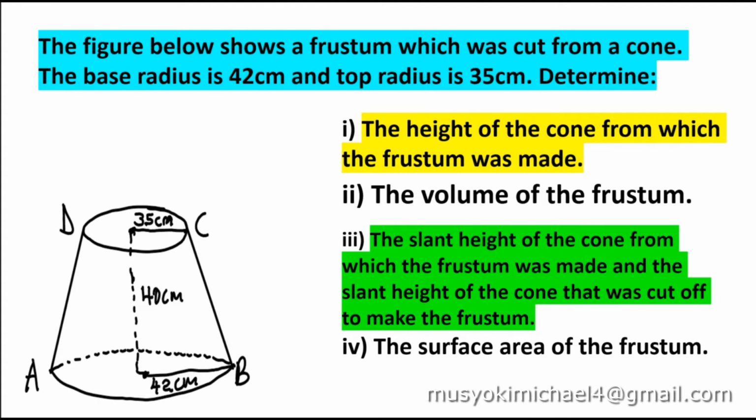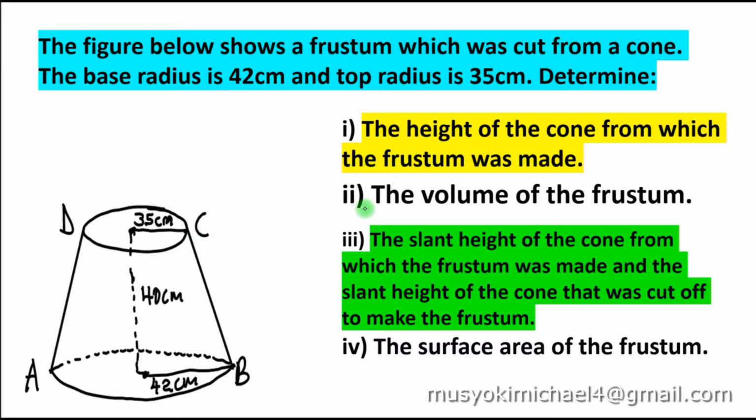The figure below shows a frustum which was cut from a cone. The base radius is 42 centimeters and the top radius is 35 centimeters. Determine the height of the cone from which the frustum was made.